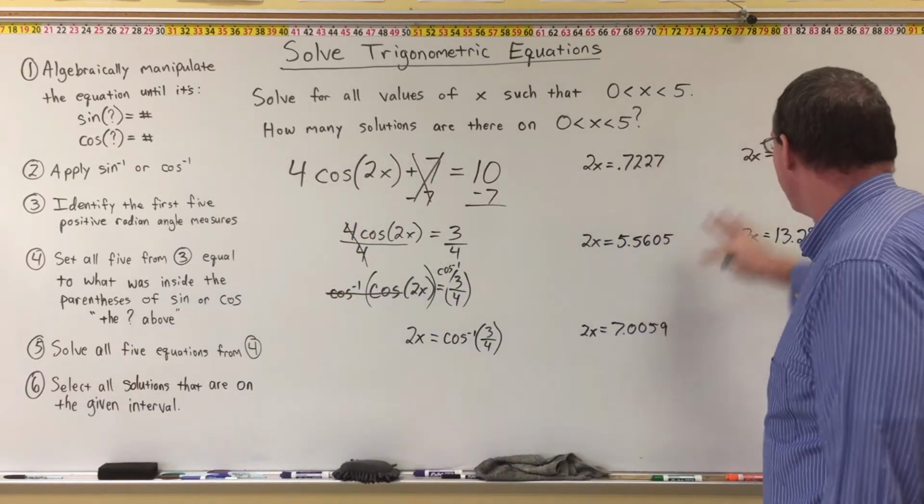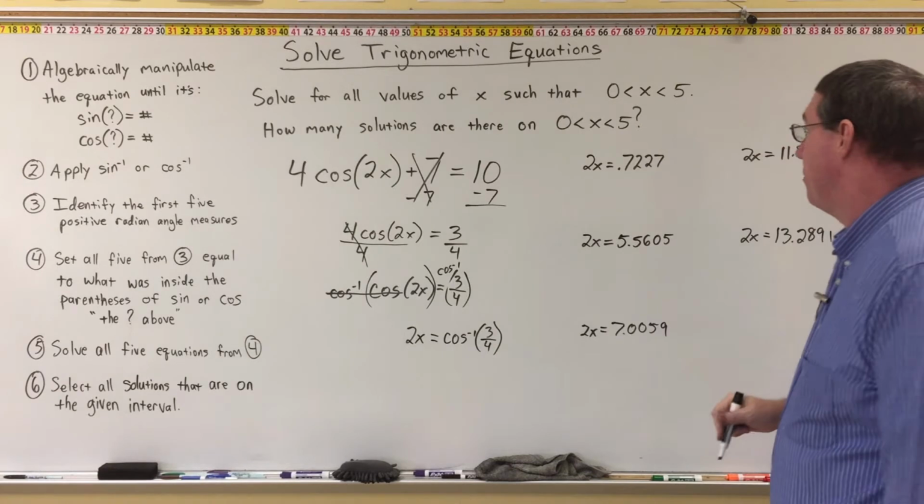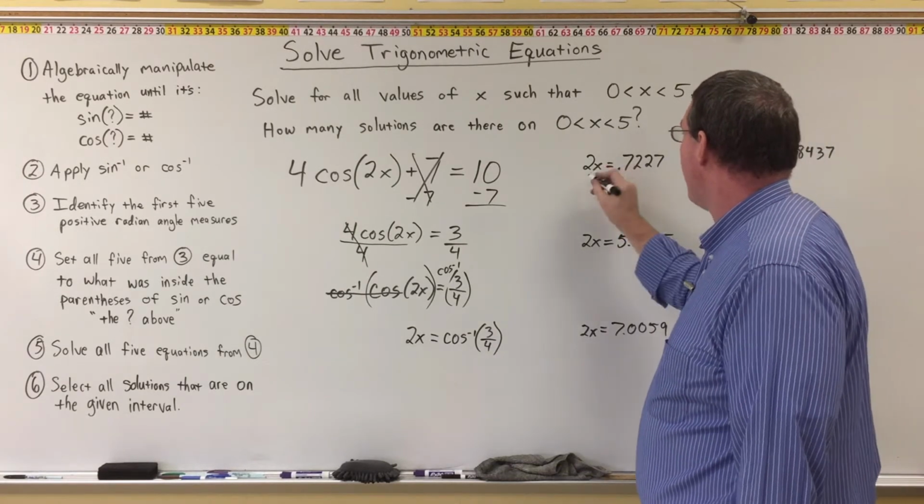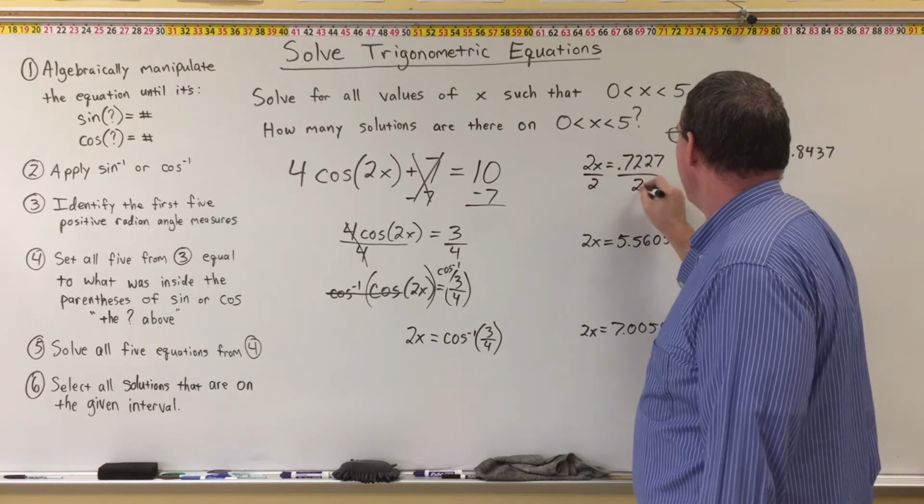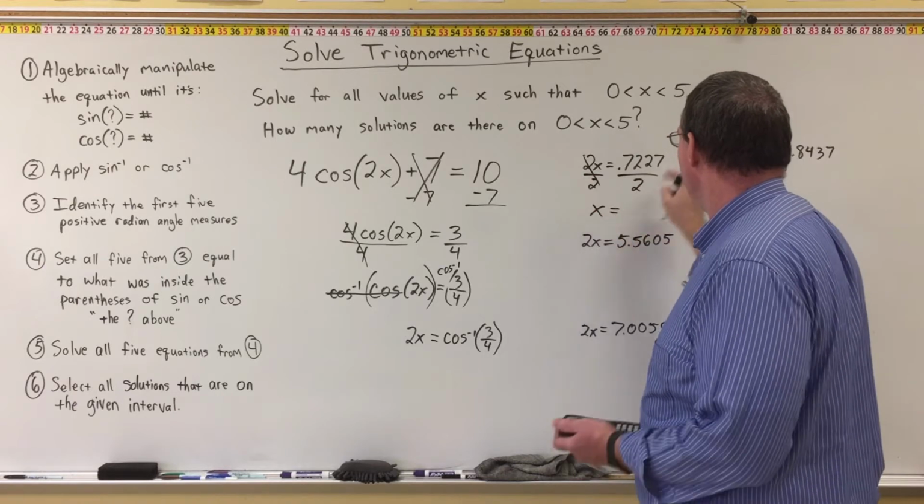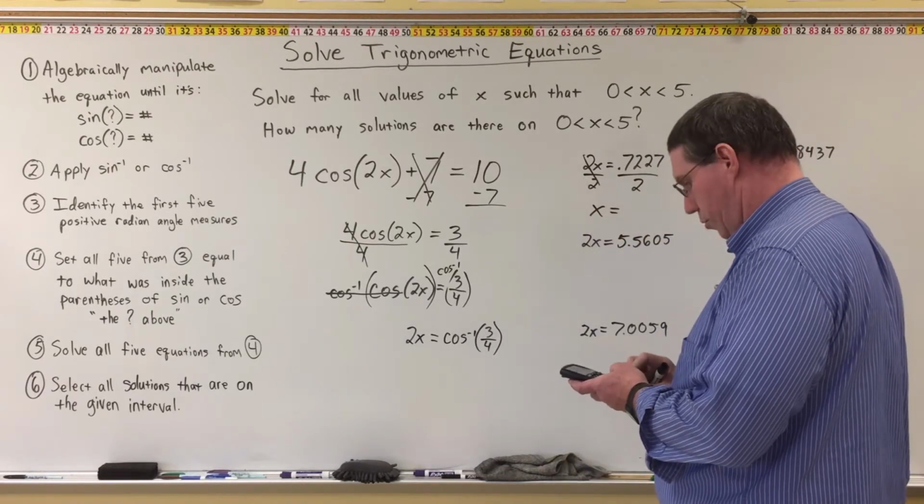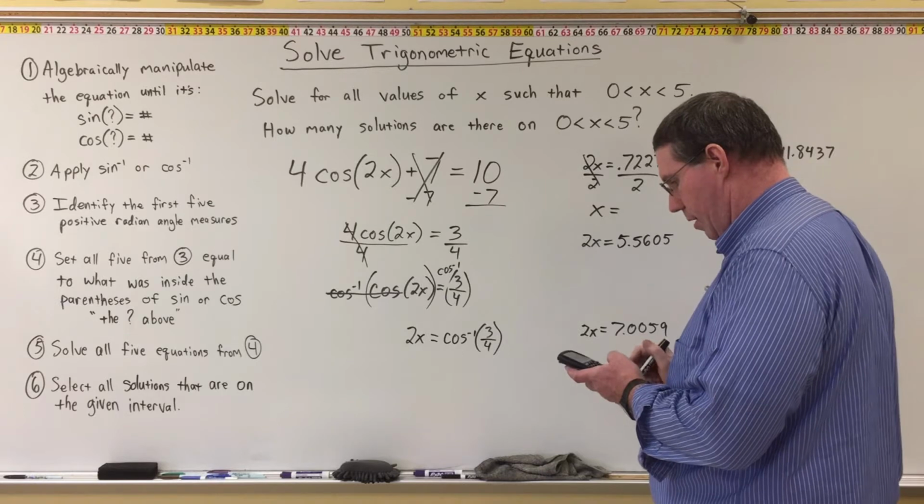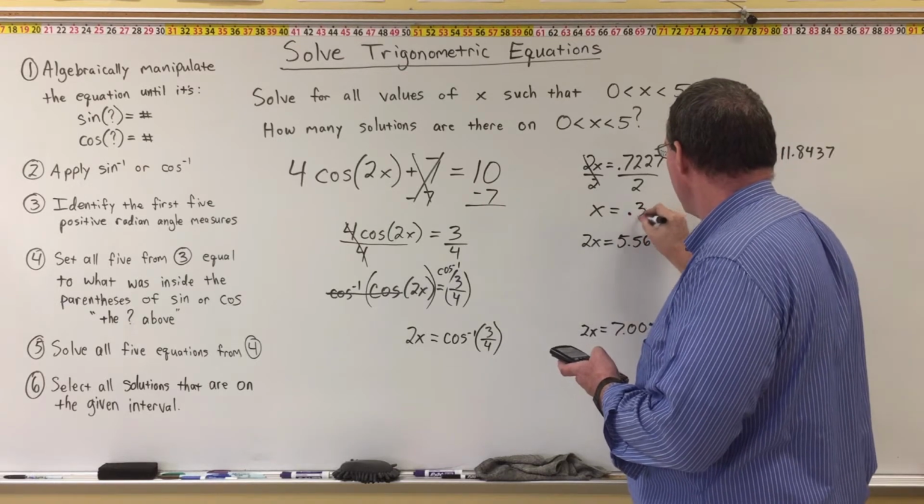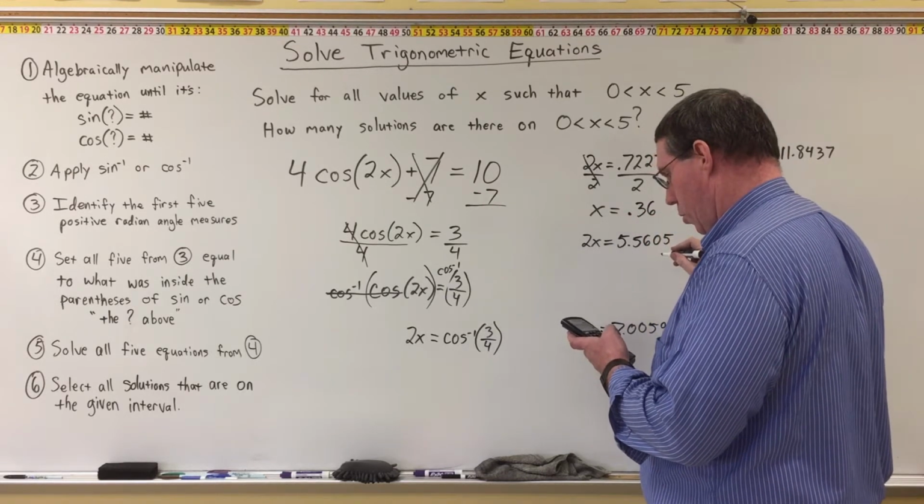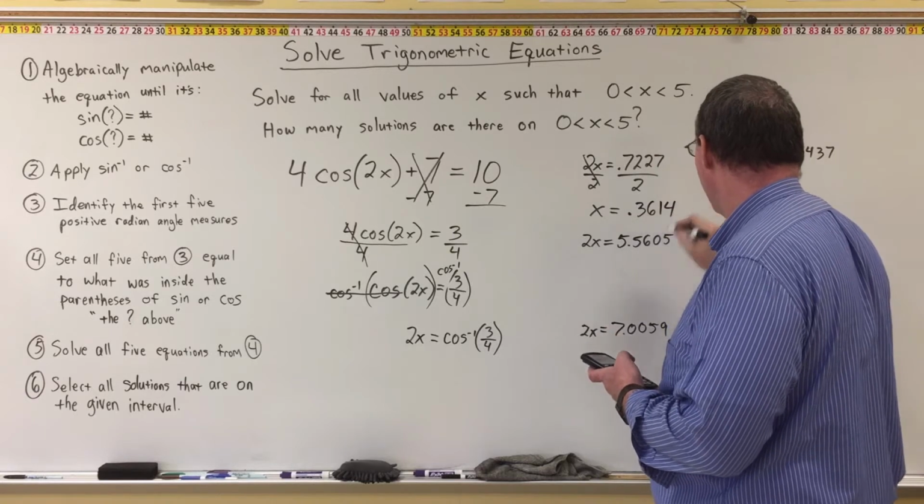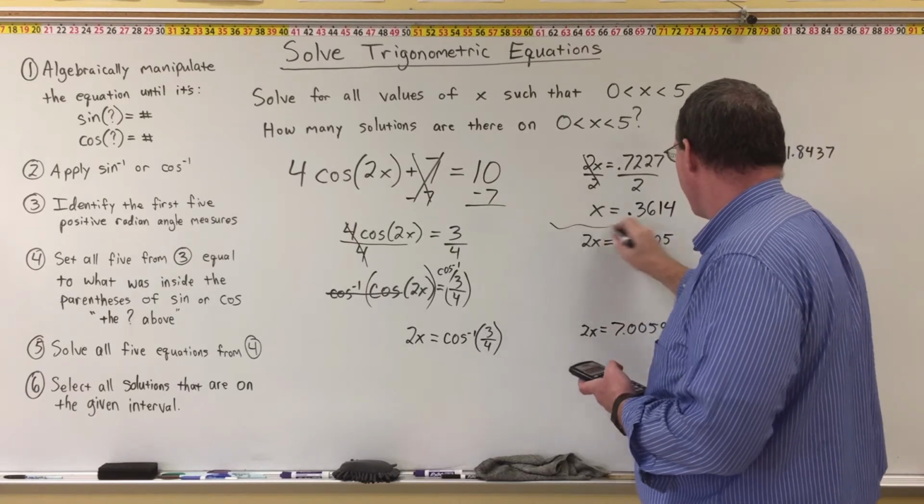Look, we have 1, 2, 3, 4, 5 equations. We're just going to solve them now. Well, these are easy. All we have to do is divide by 2 on both sides, right? Divide by 2 and x is equal to 0.7227 divided by 2, which is 0.3614. So that's the first one.